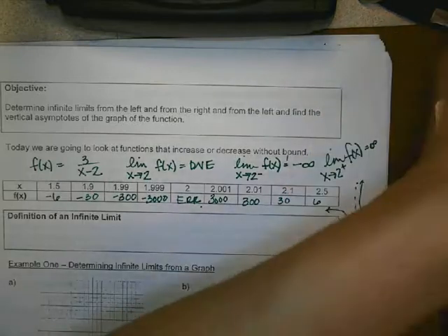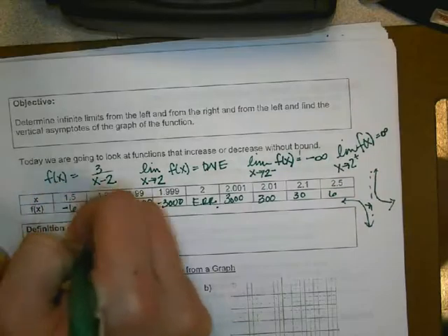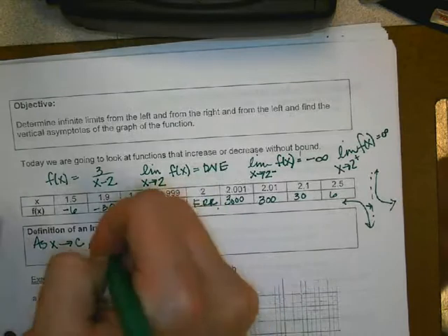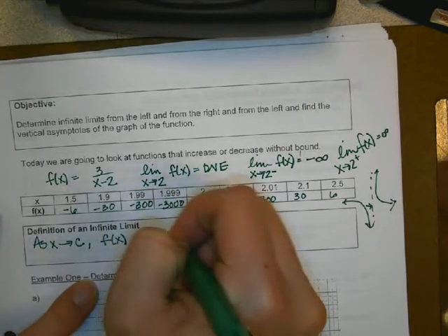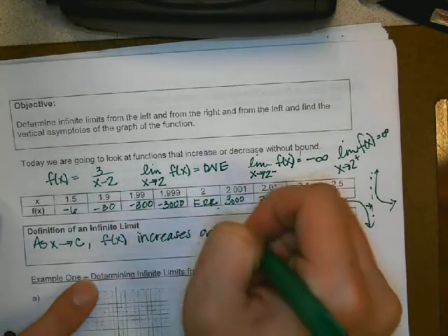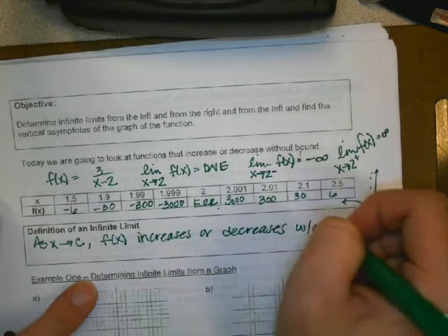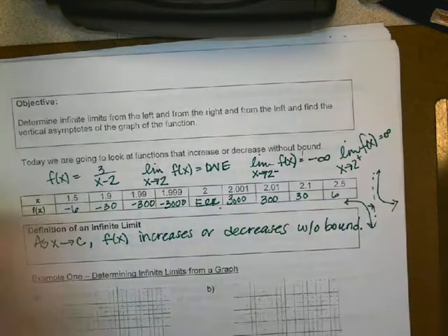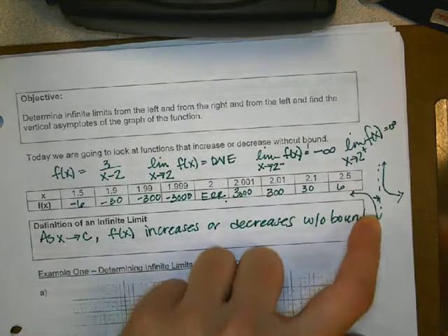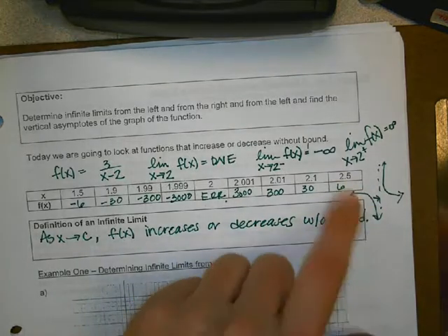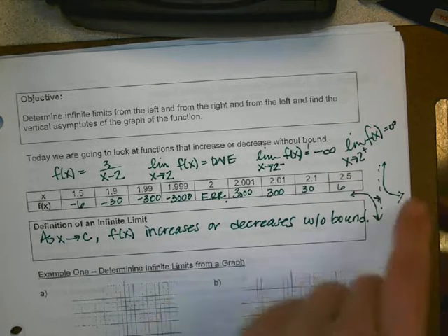So to define an infinite limit a little more precisely, we would say as x approaches c, your function f of x increases or decreases without bound. And all that means is that there's never going to be a point where this stops. It's just going to keep getting smaller and smaller, more and more negative y values here, and then more and more positive y values here.